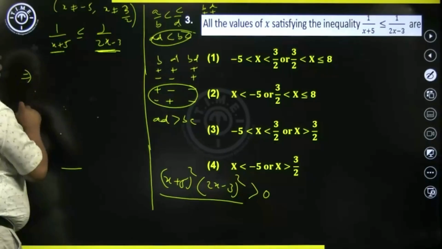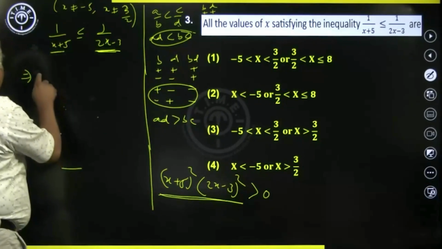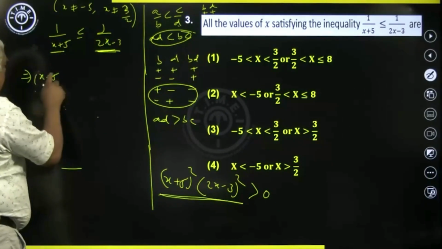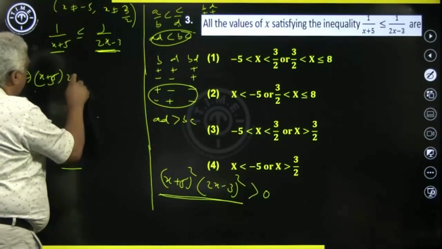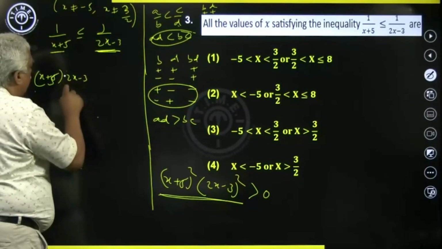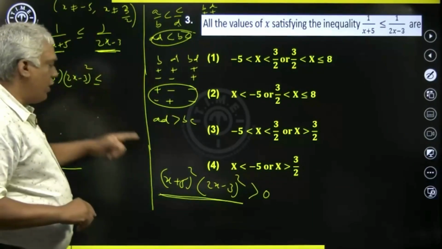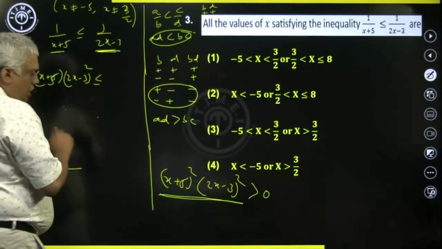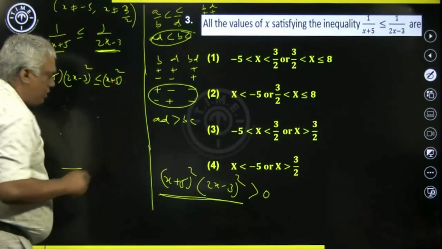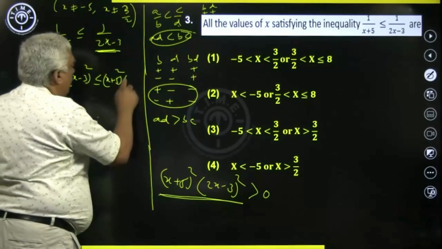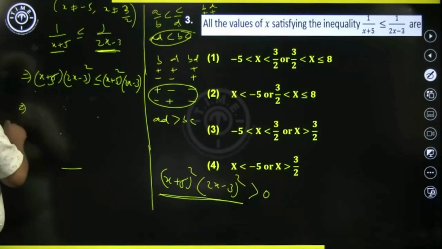So on the LHS, 1 by x plus 5 will get cancelled, and I will get x plus 5 into 2x minus 3, the whole square, and this will be less than or equal to the right hand side, where 1 by 2x minus 3 will get cancelled. So I will get x plus 5 the whole square, into 2x minus 3.